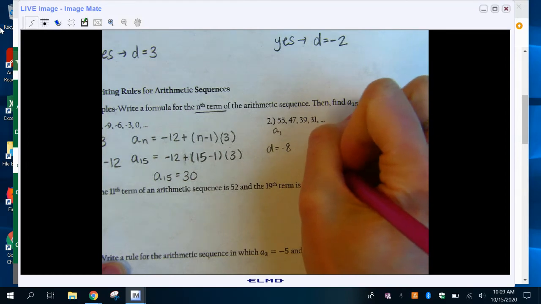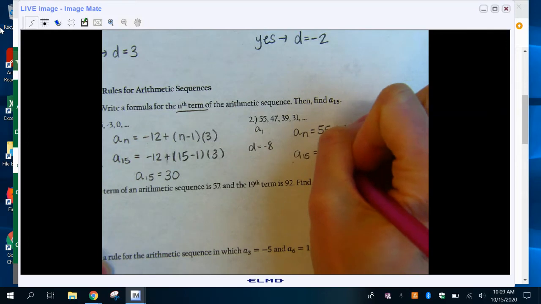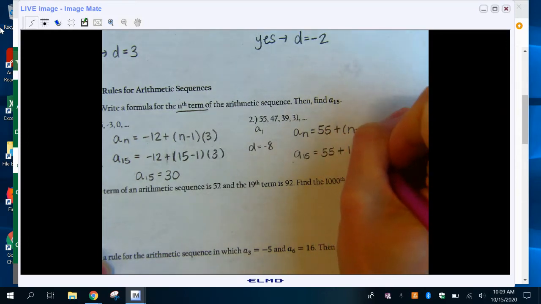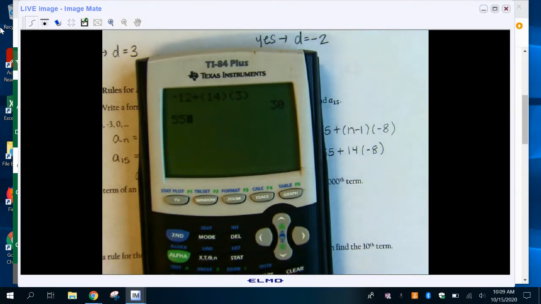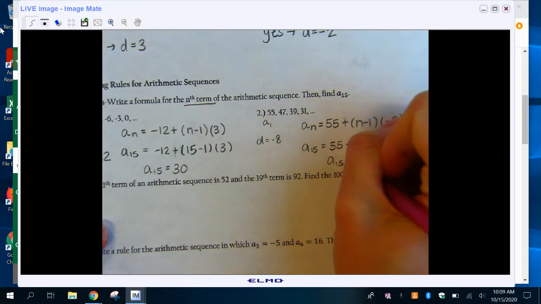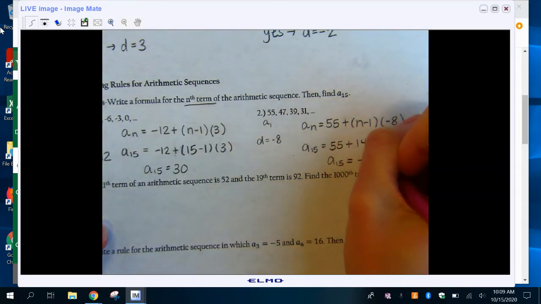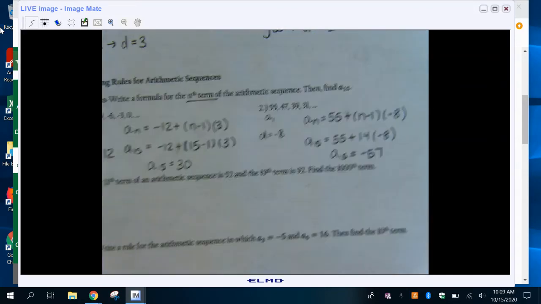So if I were to keep listing out these terms, I want to know the 15th term, be 55 plus 15 minus 1 is 14 times -8. I would get -57. So just to repeat, what that means is that if I were to keep listing out these terms, when I get to the 15th one, that term would be -57.